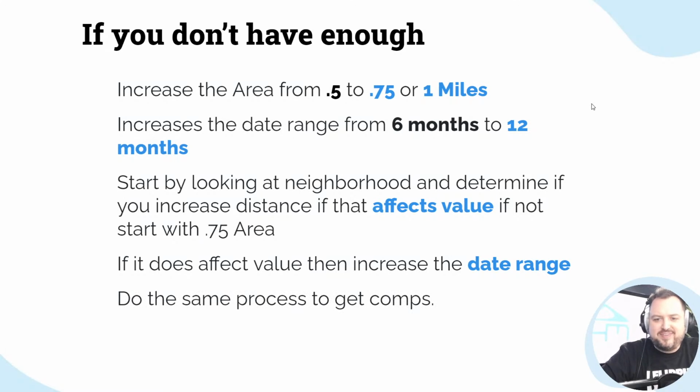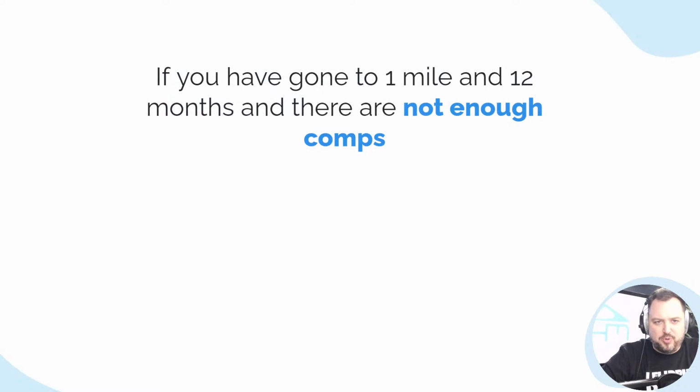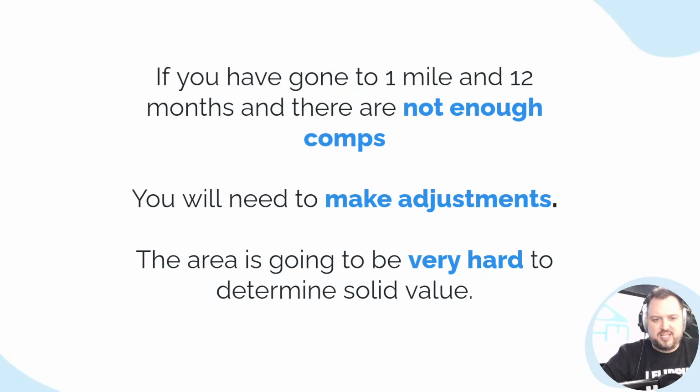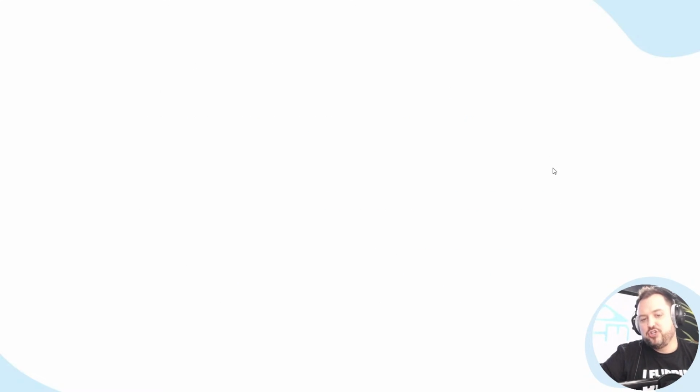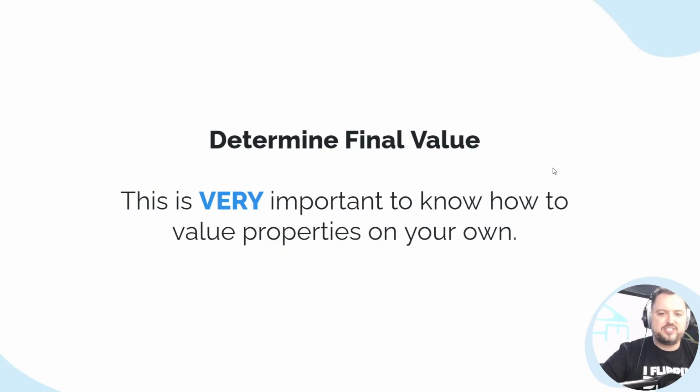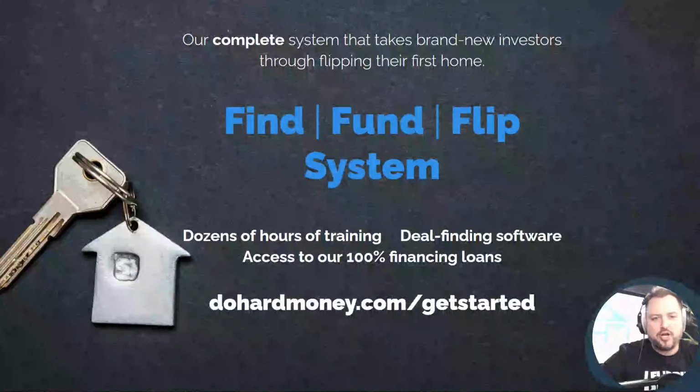If it doesn't affect value, then you increase your date range and you do the same process to get the comparables. If you've gone to a mile and 12 months and there's not enough comps, you need to make some adjustments. The area is going to be very difficult and very hard to determine solid value, meaning you're going to be taking more risk on, and that's something that we want to avoid, is taking on undue risks. So you've got to be careful with that. As we're determining the final value, this is very important to know how to value the properties on your own.